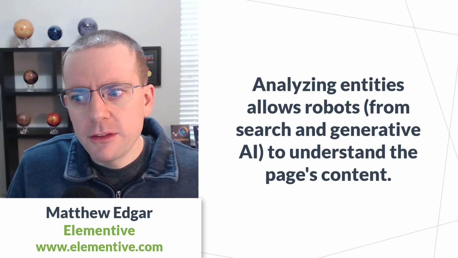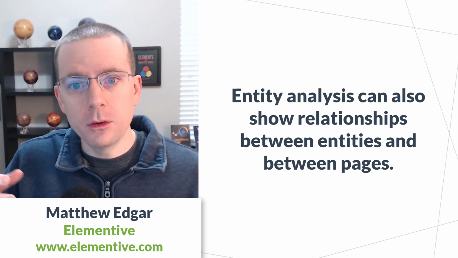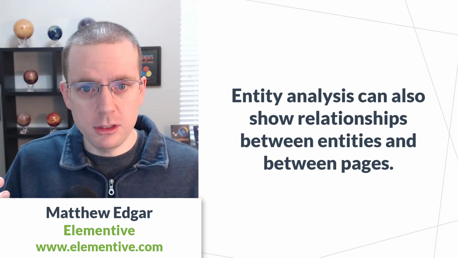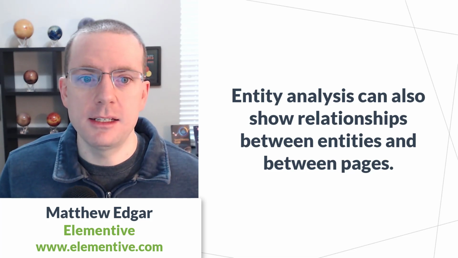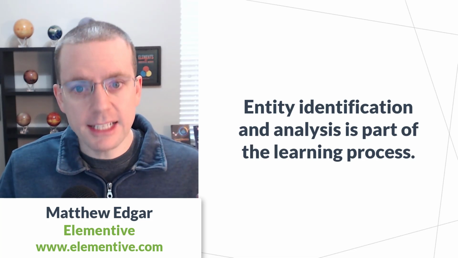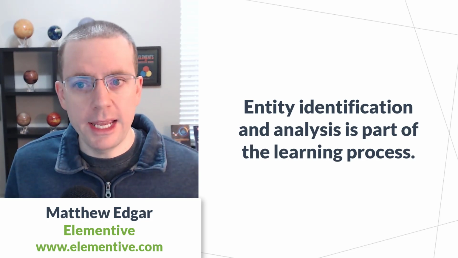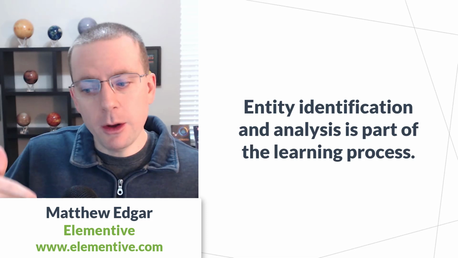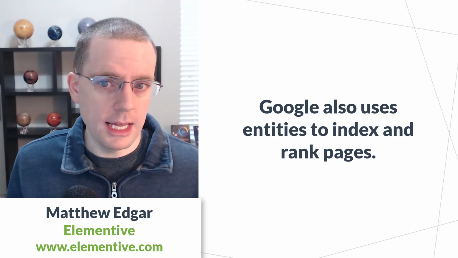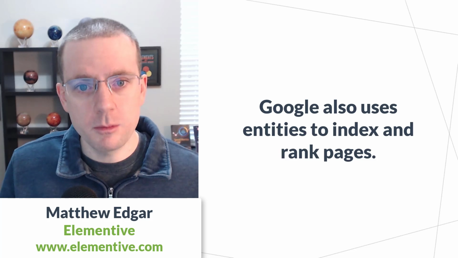And along with simply extracting the entities from a page, entity analysis code can also help you understand how one entity relates to another entity or how multiple pages relate to each other because of the entities that they discuss. So OpenAI and other generative AI tools are extracting the entities as part of the learning process, and they're doing that as one way to understand what the page is about and how this page relates to some other page on our website. Now, Google also uses entities to decide where pages should rank in search results and how they should index pages as well.